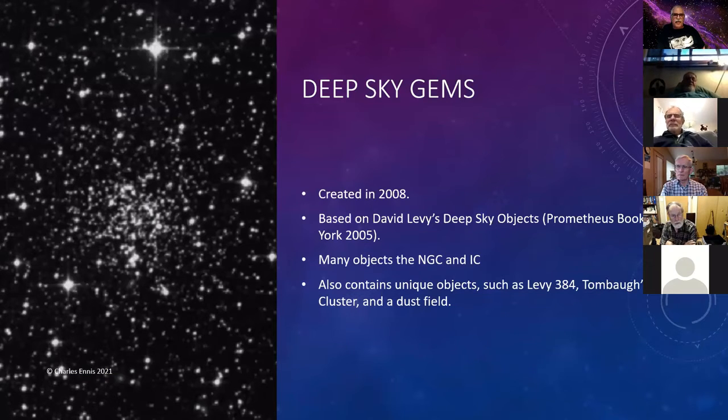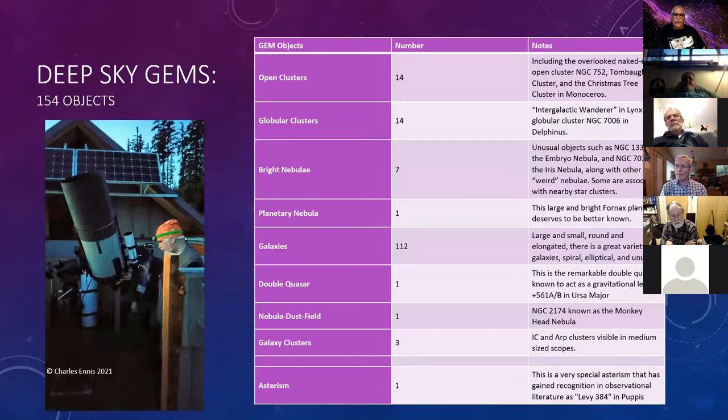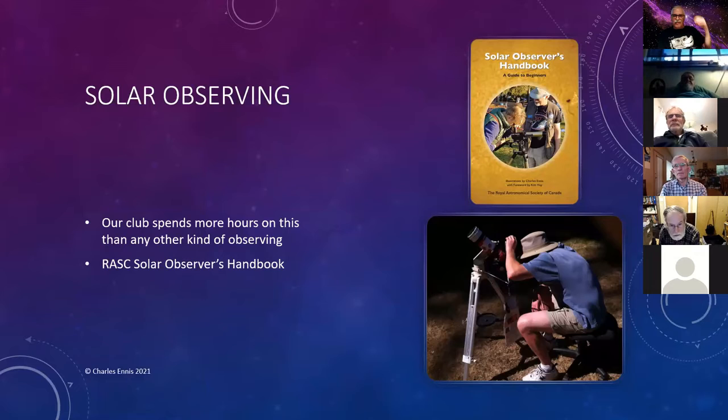But it does have some interesting stuff in it. It's worth looking into. And it's got 154 objects, so it's probably the largest list that I've mentioned so far. But again, some really good stuff in there.